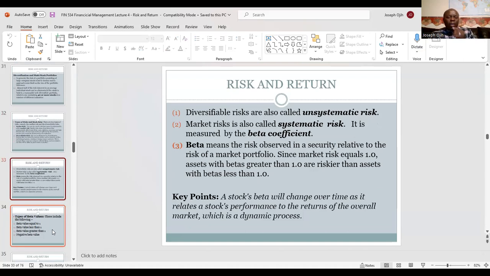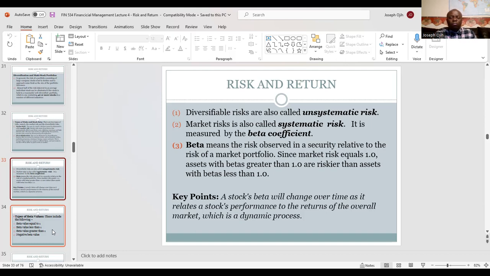But before we do that, there are a few things we need to elaborate on. Diversifiable risk, we also call unsystematic risk. Market risk, we call systematic risk. Now we measure the market risk using what we call beta coefficients. So what is beta anyway?